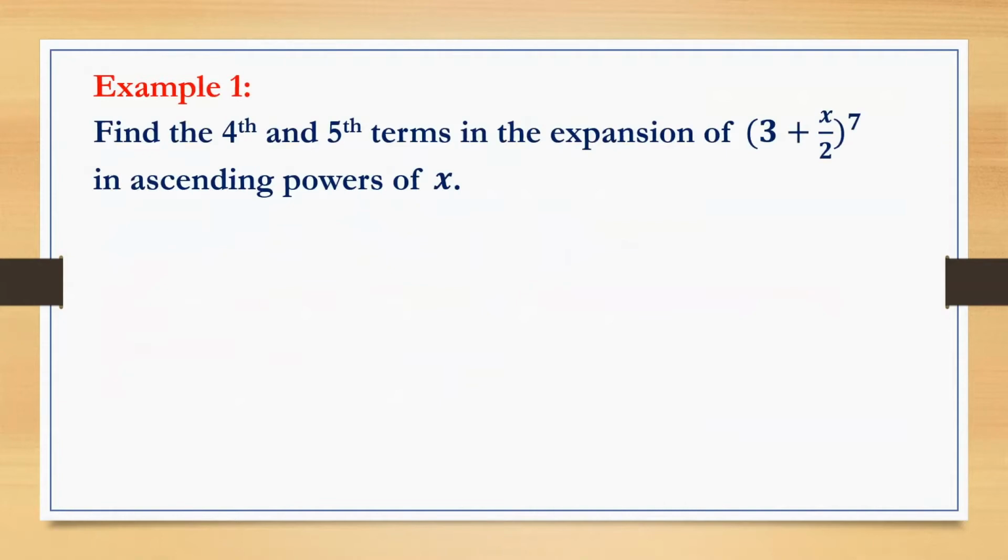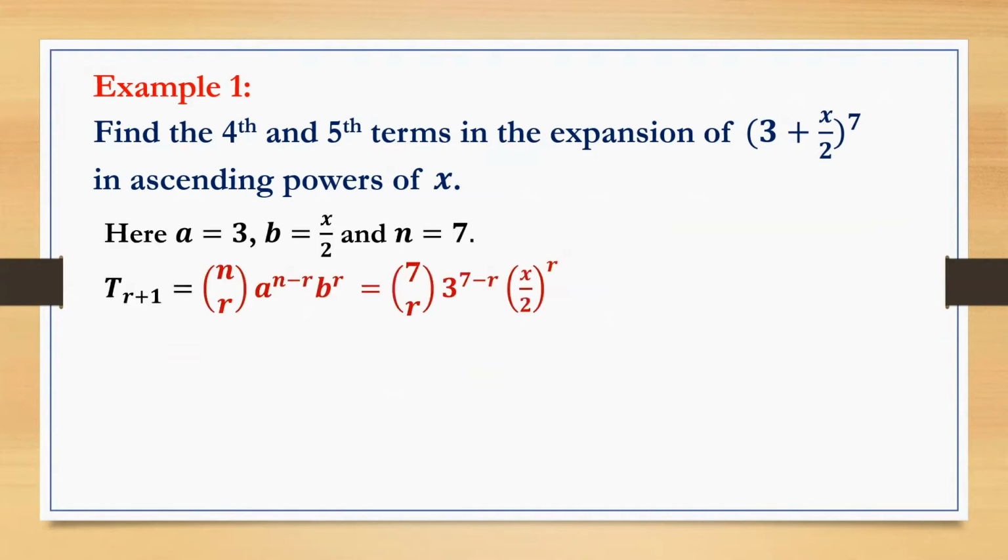Example 1: find the fourth and fifth terms in the expansion of (3 + x/2)^7 in ascending powers of x. We have just learned that the general formula for T_(r+1) is nCr a^(n-r) b^r. Here a is equal to 3, b is x/2, and n is 7. Replacing these in the formula, we get 7Cr 3^(7-r) (x/2)^r. Now I need to find the fourth term.